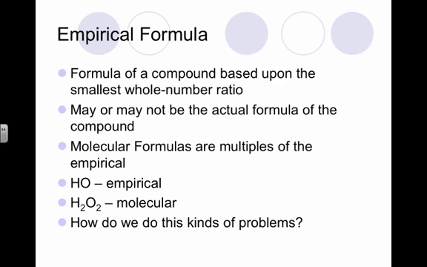And we'll show you the difference between an empirical versus a molecular formula and how to find out. So I have an example here. So for instance, HO, this would be the lowest whole number ratio, so this would be the empirical formula, whereas H2O2, notice that if we divided both of these by 2, we would get the empirical formula. This is a multiple of the empirical, so this is what we call a molecular compound. So basically we're going to ask ourselves, how do we do these kinds of problems?